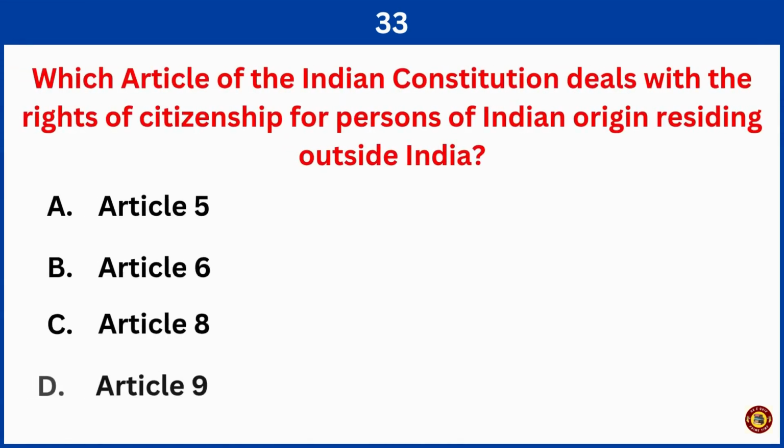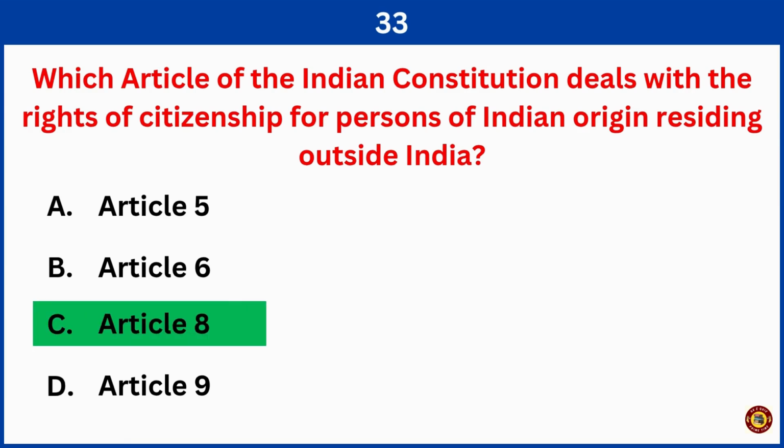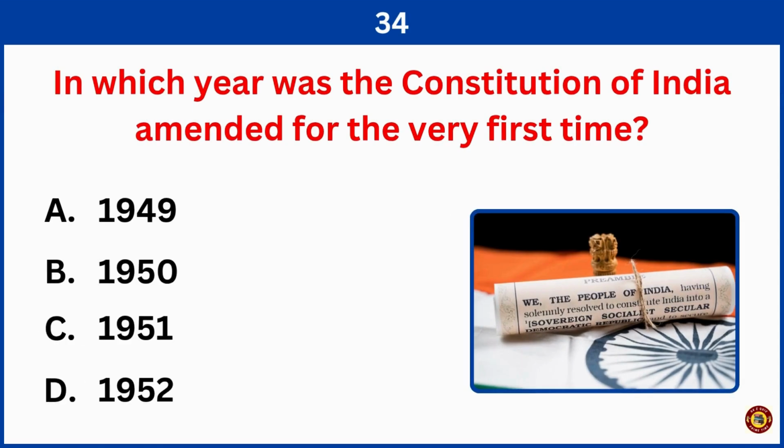Which article of the Indian Constitution deals with the rights of citizenship for persons of Indian origin residing outside India? Right answer is option C, Article 8. In which year was the Constitution of India amended for the very first time? Right answer is option C, 1951.